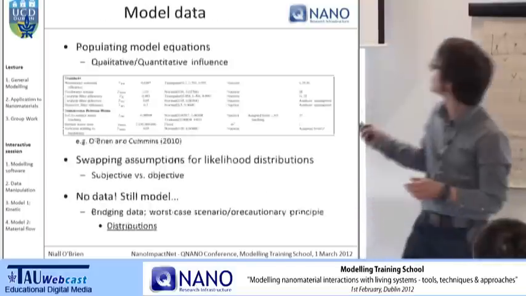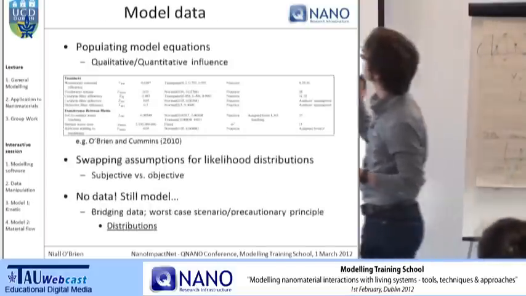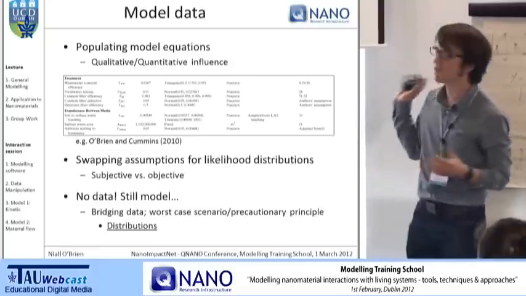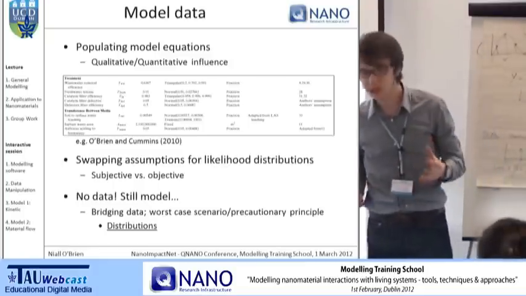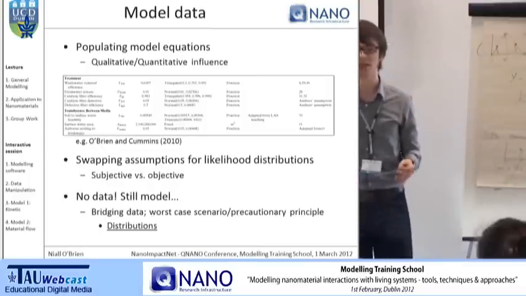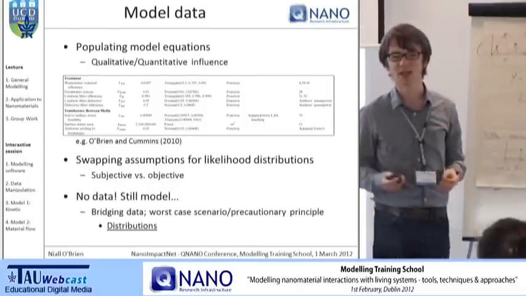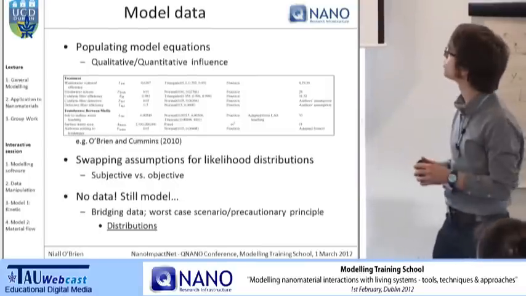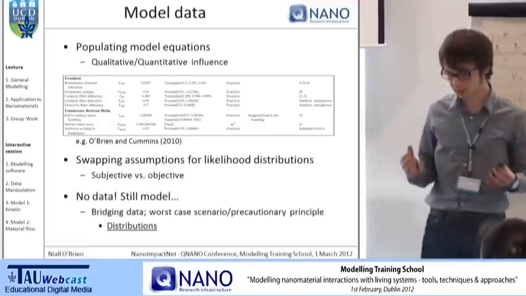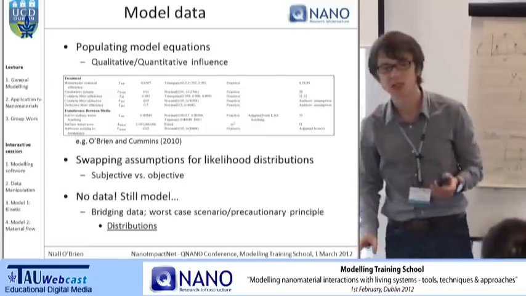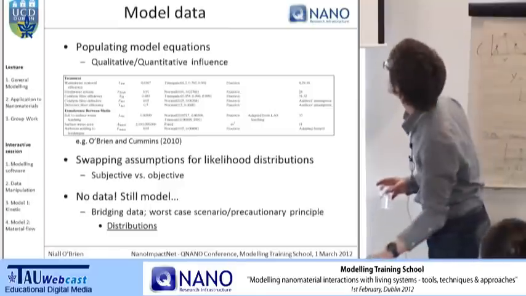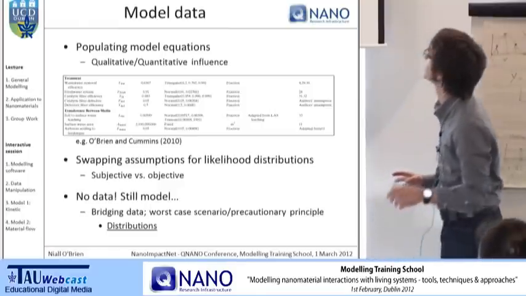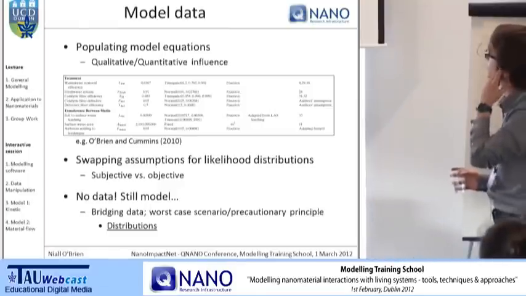So again, we have our model equations. We may have a great framework. We may have defined relationships and processes. We just need data, which is sometimes the hard part. So populating these model equations. Once we've defined a framework and the relationships within the framework, we have to populate this. And so we have to look at the quantitative and qualitative influence of certain elements.